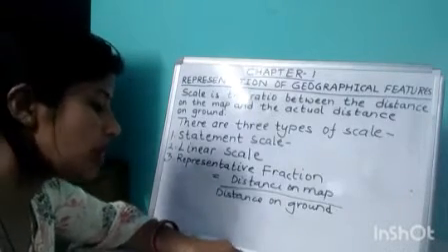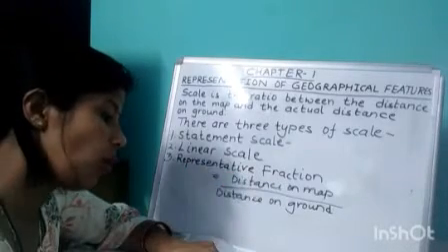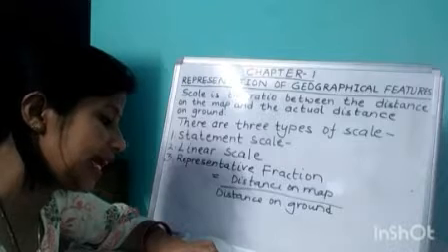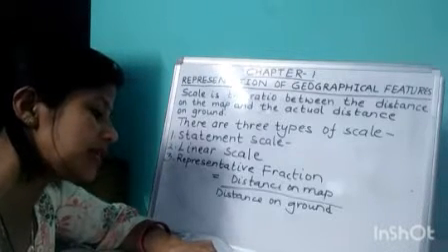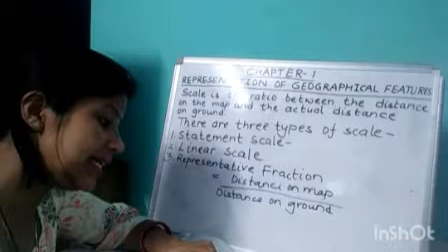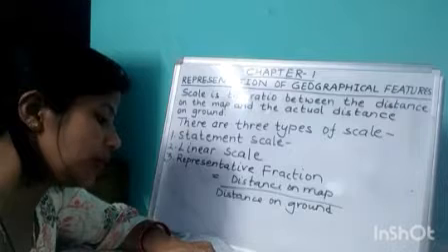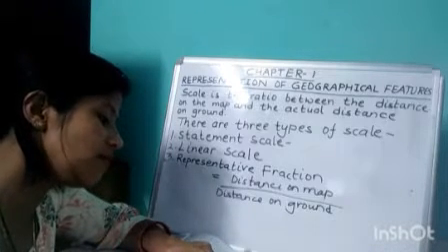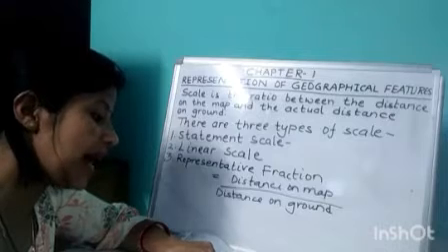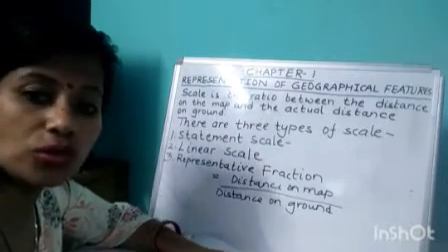For example, 1 is to 10 lakh, 1 by 10 lakh. This means that 1 unit of distance on map represents 10 lakh units of distance on ground. The unit of measurement used to represent the distance is the same for the map and the ground, and the choice is left to the user which one you want to use.